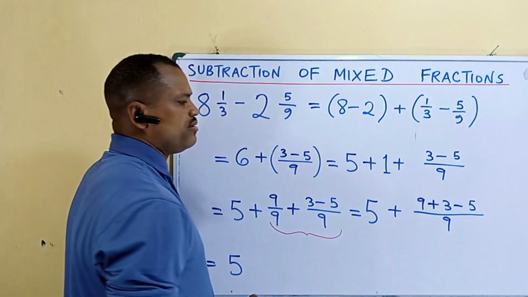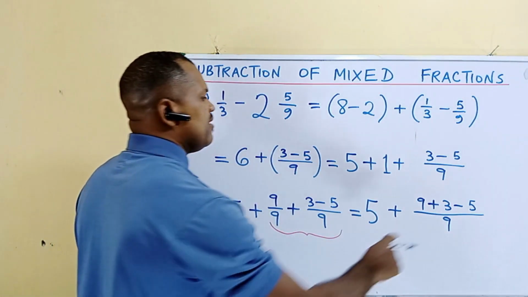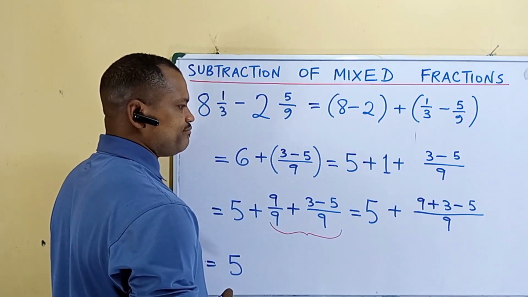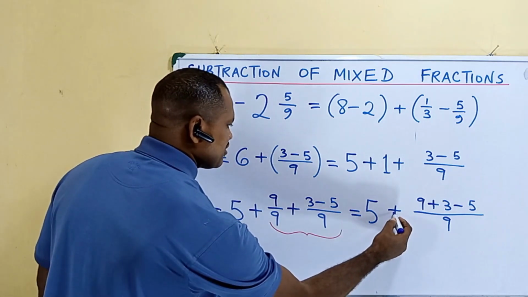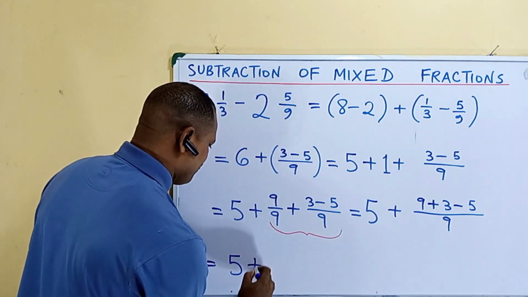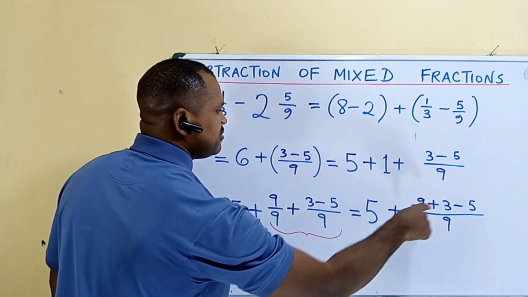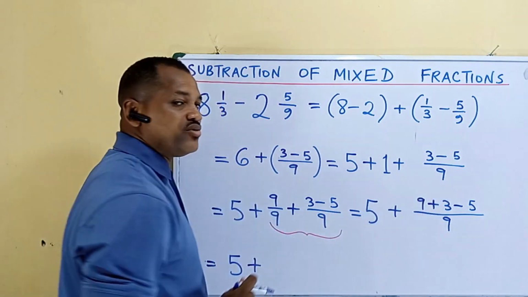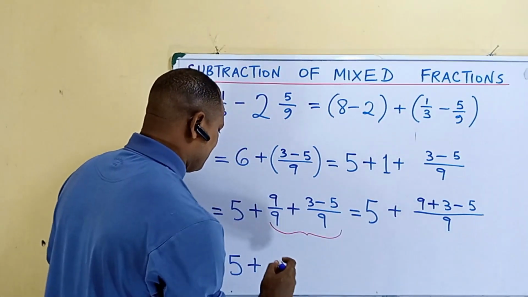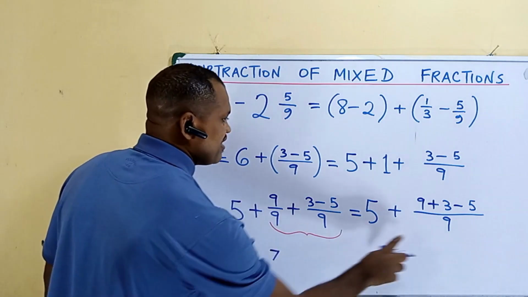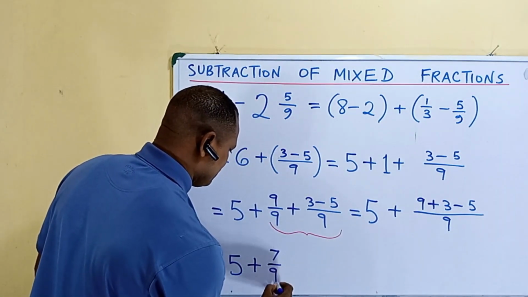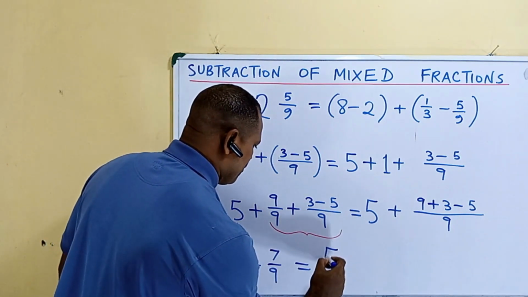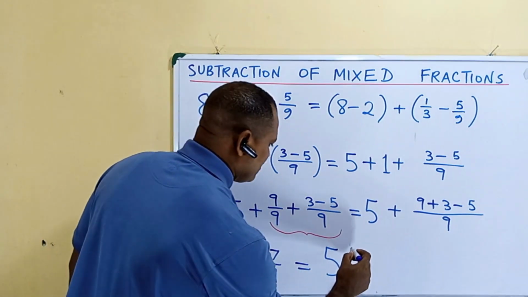9 plus 3 is 12. 12 minus 5 is 7. So here will be plus, this plus, 5 plus 5 plus 7. This is 9 plus 3 is 12. 12 minus 5 is 7. 7 over what? Over 9. Beautiful. Now what you do is just write your 5 whole number, 7 over 9.